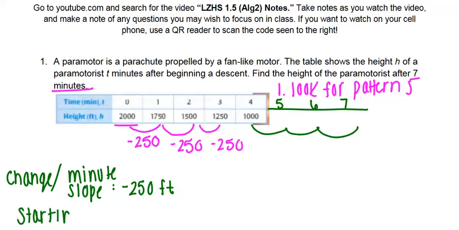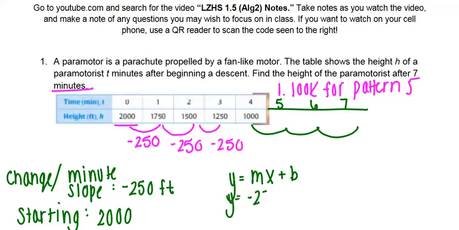So my highest point in this case, when t equals 0, when no time has gone by, is going to be 2,000. Okay, so hopefully we're going to be a little bit familiar with this. We know that our general equation is y equals mx plus b. I can type in y equals, my slope is negative 250. X is going to really represent time in this case. We're saying however many minutes go by plus our starting point.